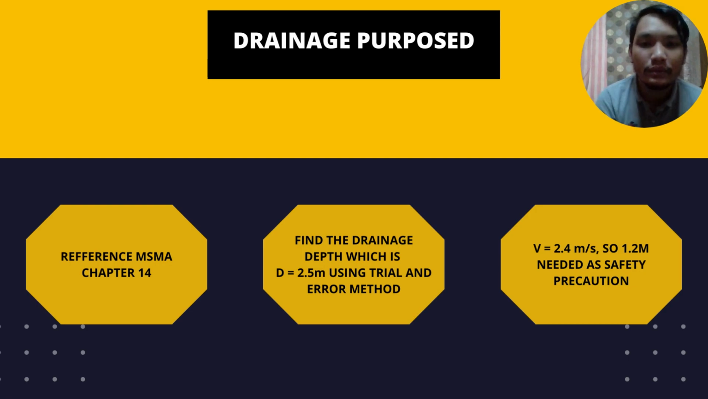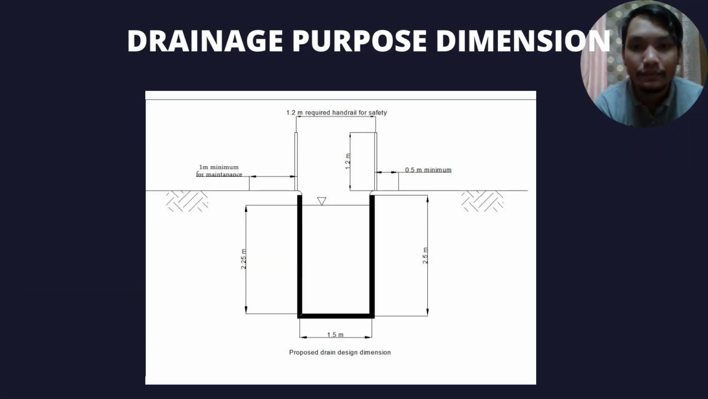And then find the velocity of the drainage channel, and the velocity is V equal to 2.4 meters per second. When the velocity is more than 1.2 meters per second, a 1.2 meter rail is needed as a safety precaution. As shown here is the drainage dimension, where we can see the depth of the drainage is 2.5 meters, the width 1.5 meters, and the handrail 1.2 meters.